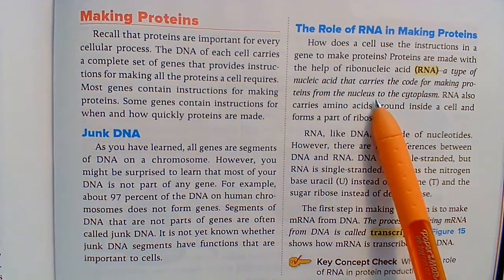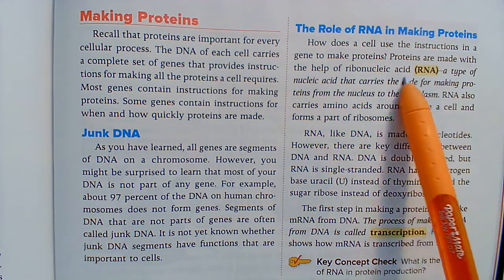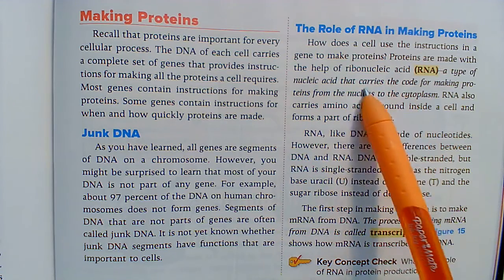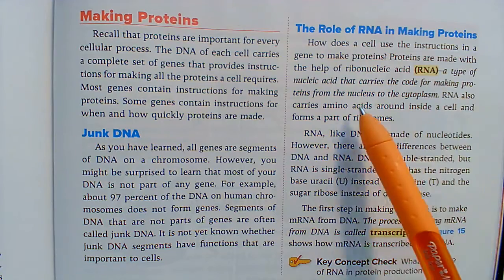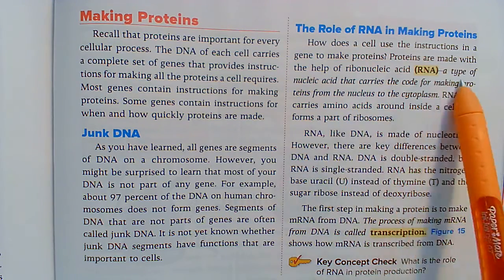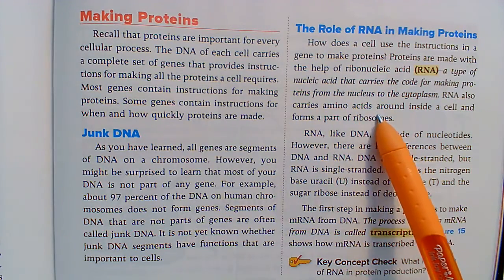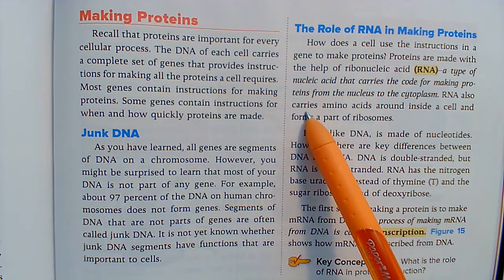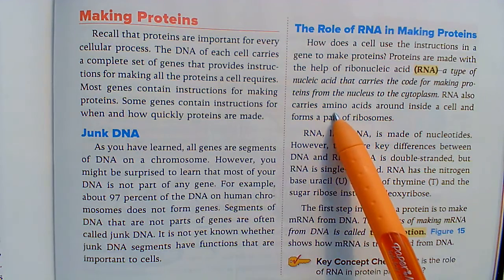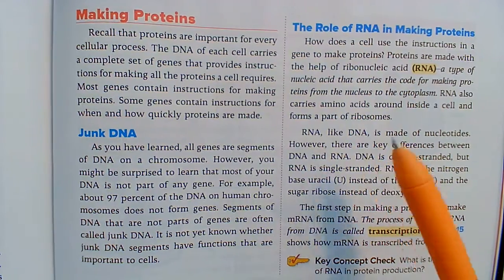All right, so RNA has a lot of different jobs, but the part that we're going to talk about, the movement that carries the code, that's messenger RNA. So the carrying the code is the messenger, the type of RNA that carries the code for making proteins. RNA also carries amino acids around. Okay, the type of RNA that carries the amino acids is called transfer RNA. Okay, and then they also form part of the ribosomes. So let's look at this.